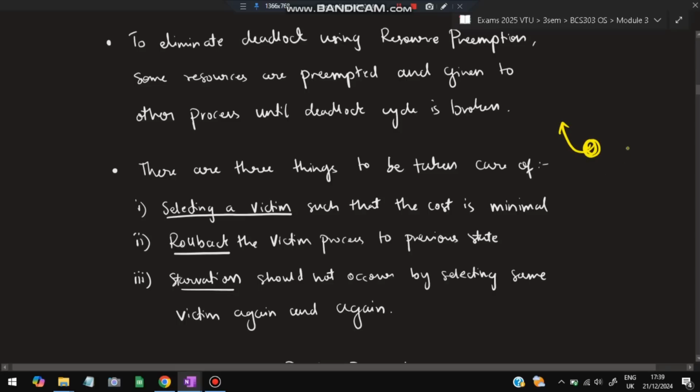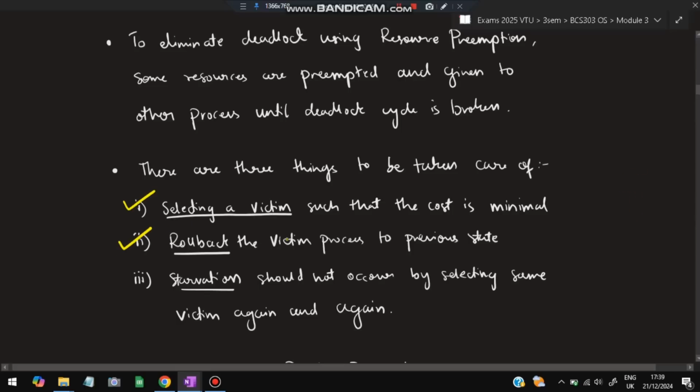Which process, if I take it, will be my minimal loss? If I take process one, and whatever task it has performed, to re-perform those tasks again, how much will it cost me? And the other process, how much will it cost? Which process will give me the least cost? That one I'll take. That's called selecting a victim.